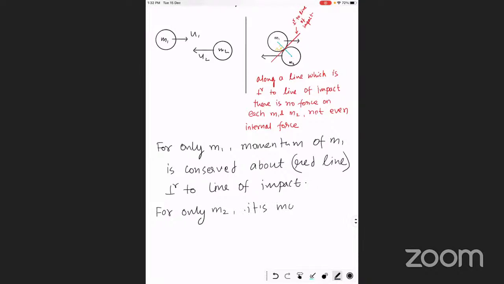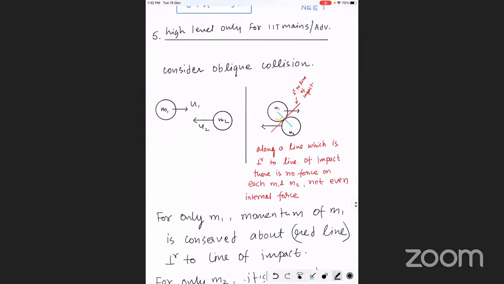its momentum is conserved about the red line individually. Could you understand that? Yes. It is a very high level point, not for your school exam. Consider an oblique collision, oblique elastic or inelastic, whatever.